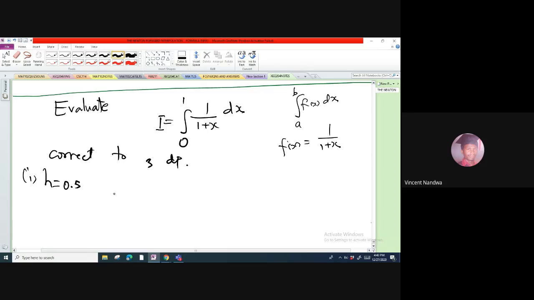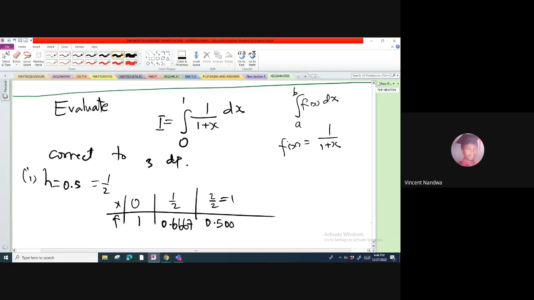then it means that this is what you'll have. So this is like a half. We have x as 0, a half, then 2 over 2, which is just 1. So this is f. When x is 0, just put it in the function: 1 over 1 plus 0 is just 1. For 0.5, put it here, you should get 0.6667. For 1, you should get 0.5.